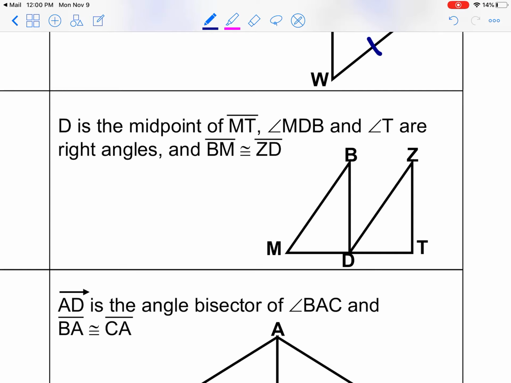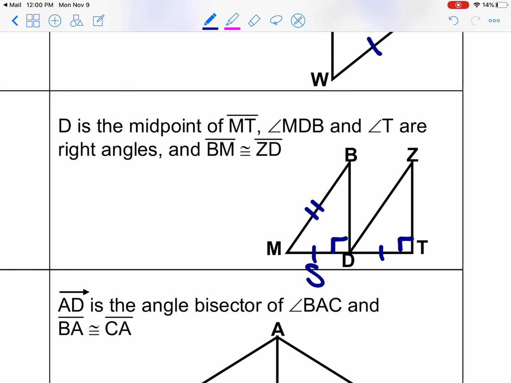Okay, let's look at the next one. D is the midpoint of MT, so if D is the halfway point, we know that on either side of D, those pieces are equal to each other, so there's a congruent side. Angle MDB and angle T are right angles. Okay, so let's mark that. Don't mark it as an A yet because we might actually get to use HL here.